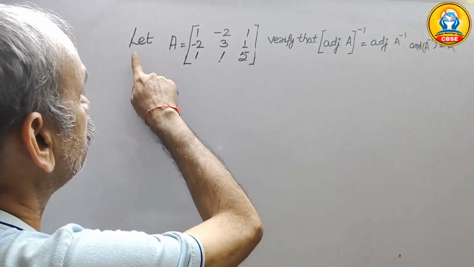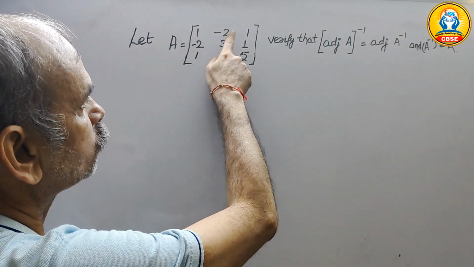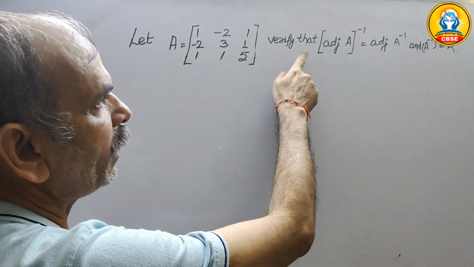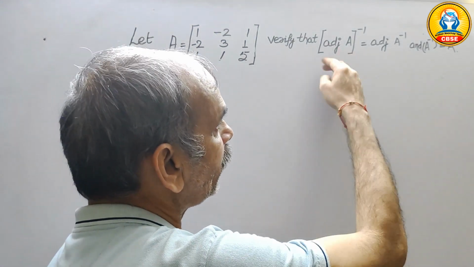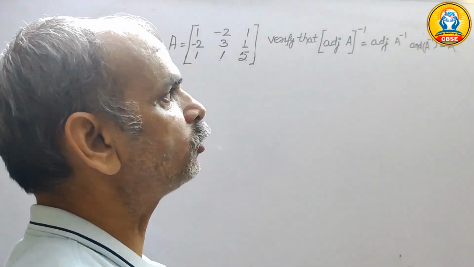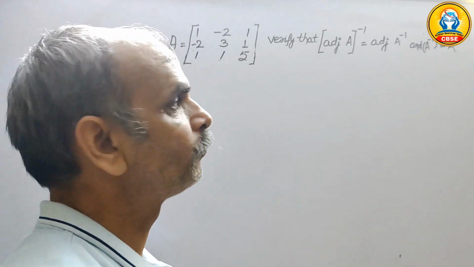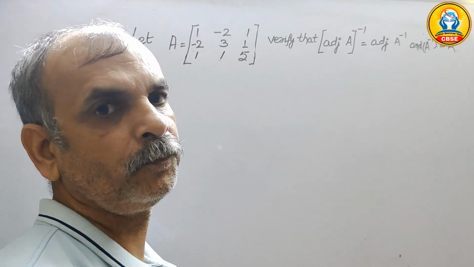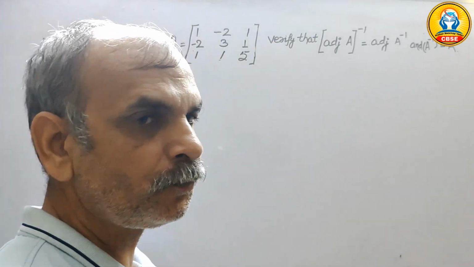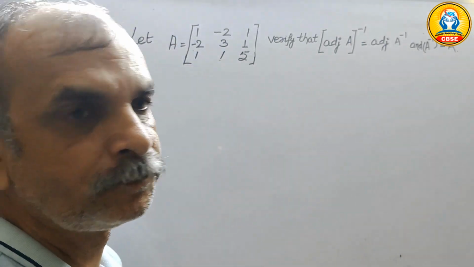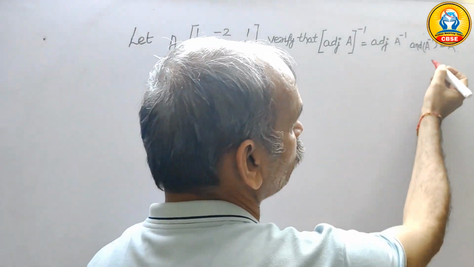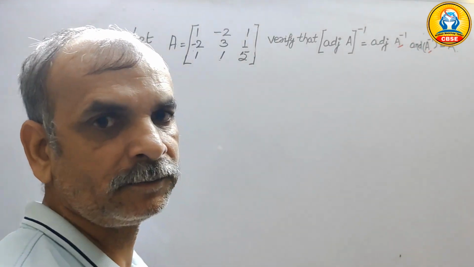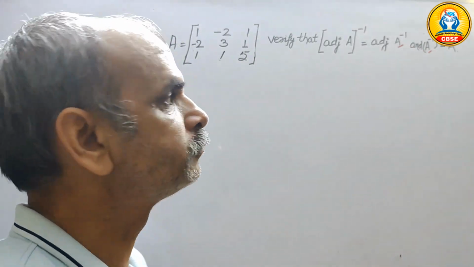Your question is, let A is equal to the matrix [1, -2, 1; -2, 3, 1; 1, 1, 5]. Verify that (adjoint A) inverse is equal to adjoint of A inverse, and (A inverse) inverse is equal to A. So here first we will go for A inverse. If we go for A inverse, we can solve this and we can solve this. We will get two things there. That's why we will go for A inverse.